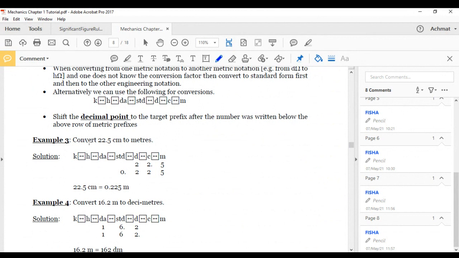And right, if you want to, for example, convert 22.5 centimeters to meters, you first write that down. Keep them like this. K, H, D. I say I've got these arrows in between. Let's just do it again. K, H, DA, right? And then you have standard form. I'll just write here.